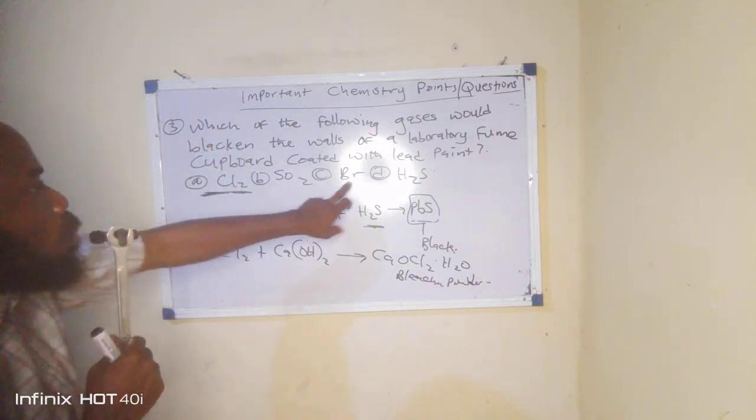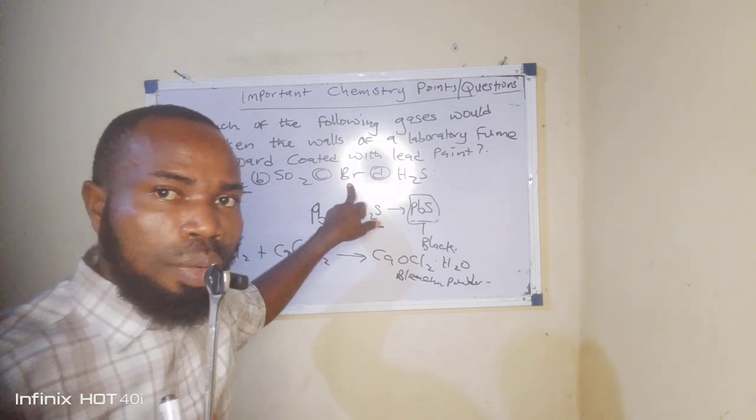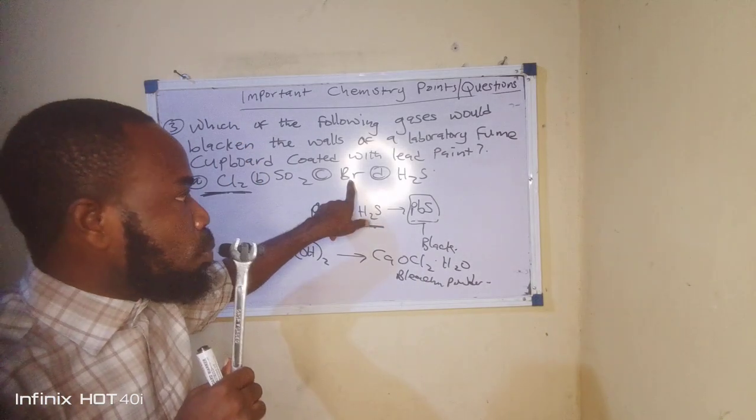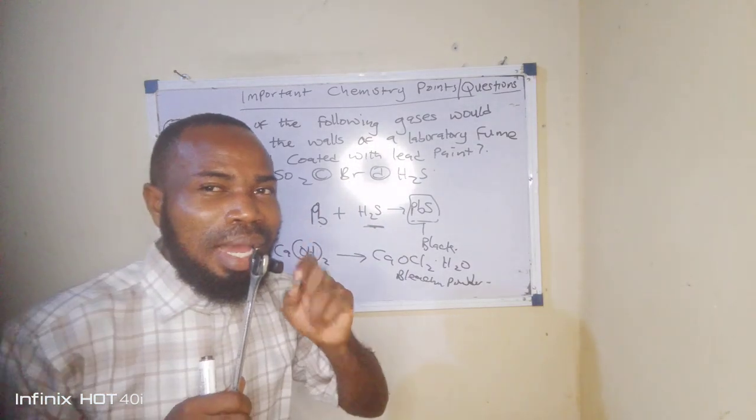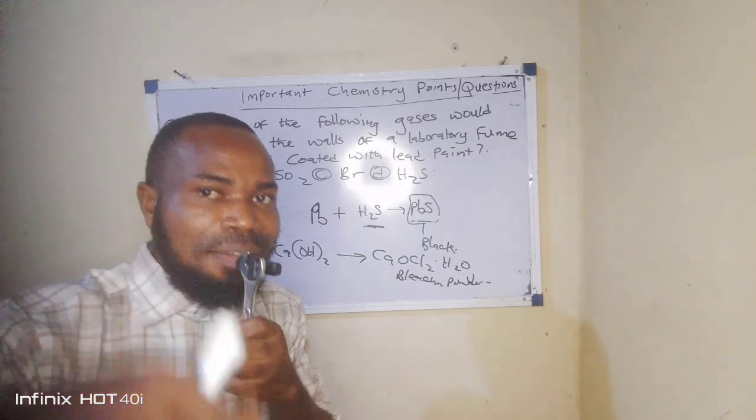Now look at bromine. First off, bromine does not exist as a gas at room temperature. It exists as a what? Liquid, a brown liquid at room temperature. Now you must know something about this bromine again. Bromine can be used as anti-knocking agent. I'm just trying to analyze each of the options after getting our answer.